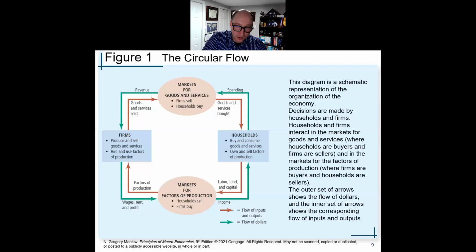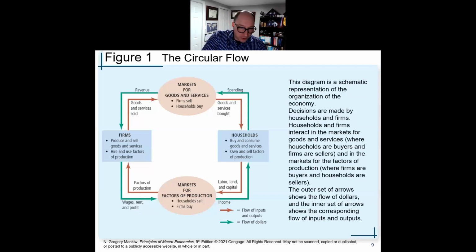So following the red line on the inner side of this circular flow diagram. Households, the output is labor. The people work for the companies. So labor is an input for the firms. The firms produce goods and services. Goods and services are the outputs for the firms. Those goods and services are bought by the households. So goods and services is an input for the households. You see what I'm saying?